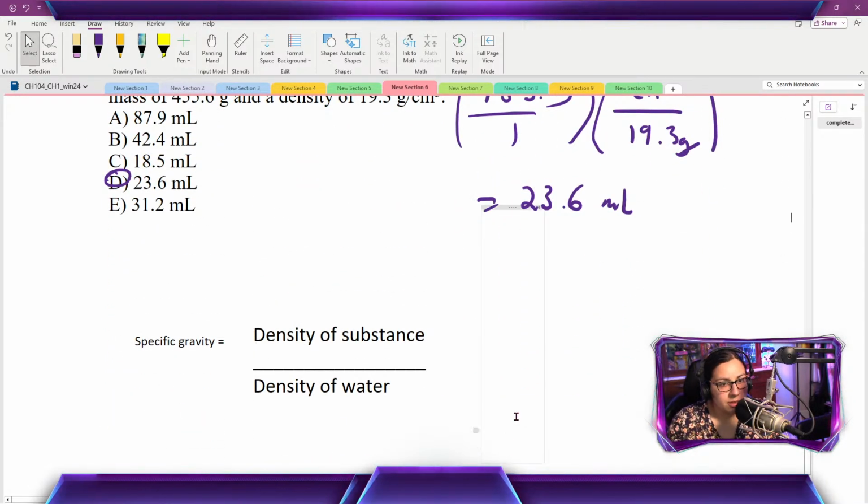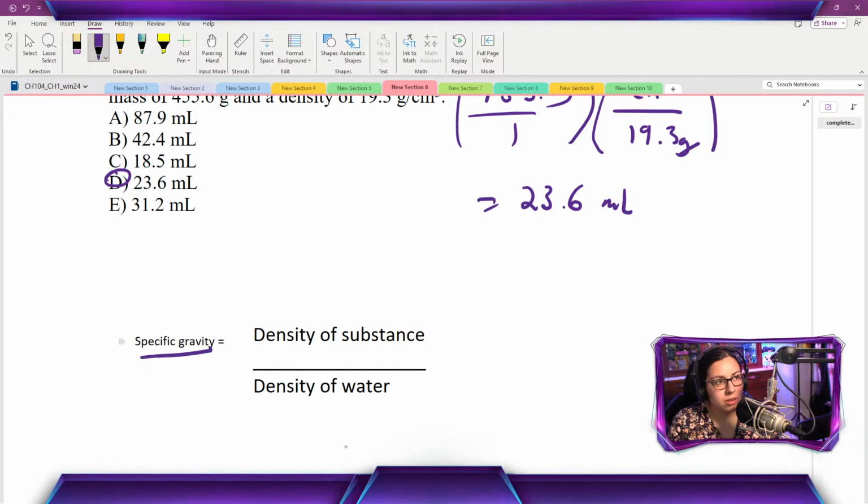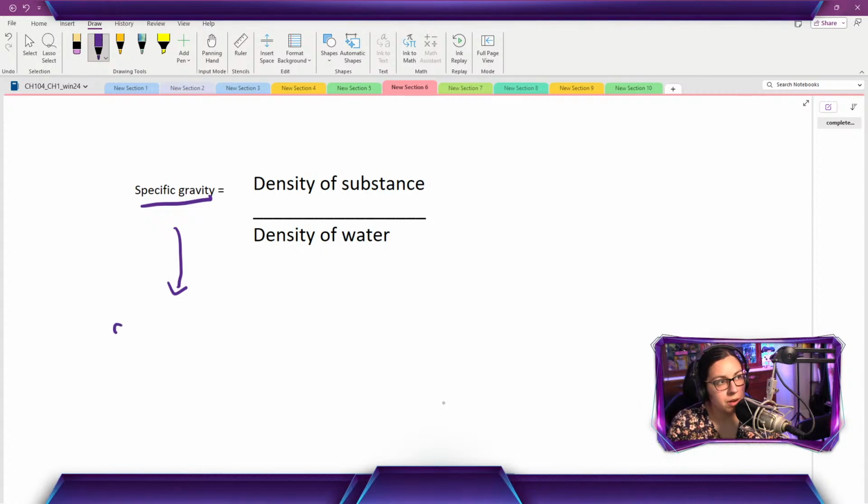And this last bit is more of a fun fact. It'll probably come up as vocabulary somewhere. Specific gravity: your book has it as a more specific definition. They say it's the density of a substance compared to water. Specific gravity, more generally, could be any comparison, so any two ratios of densities. And this is more like our book's definition.